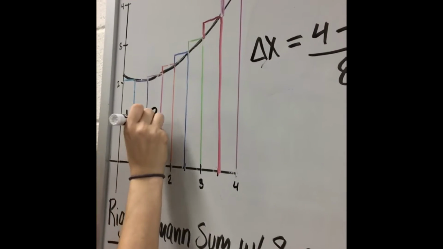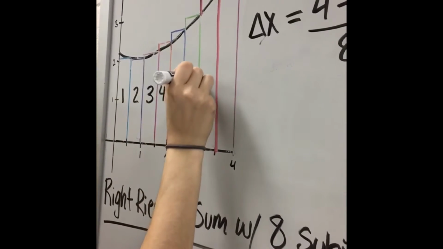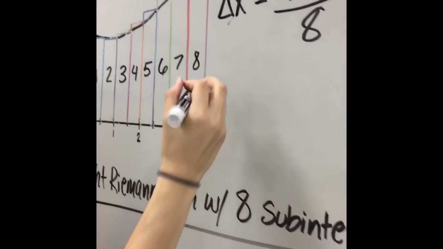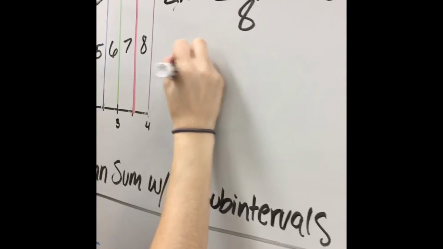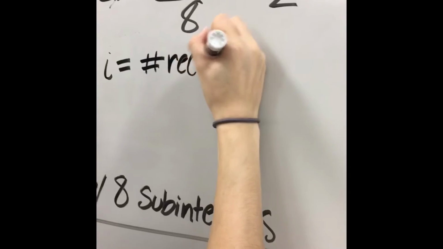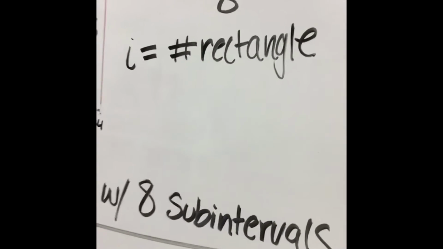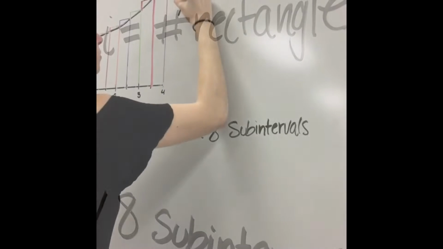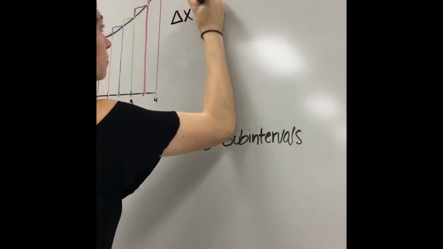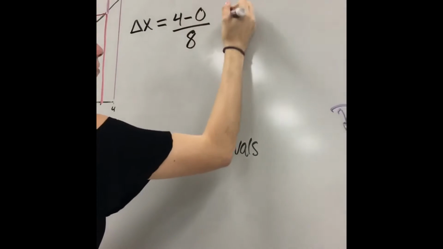In order to help you understand what i is, we have labeled each rectangle on the graph, because i is equal to the number of the rectangle that you are on, not the total number of rectangles. Now we're solving for delta x, and for this equation it's going to be equal to 1/2.